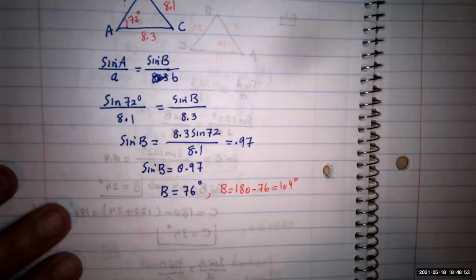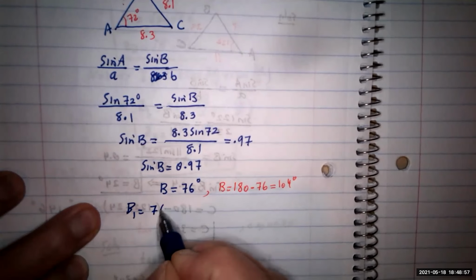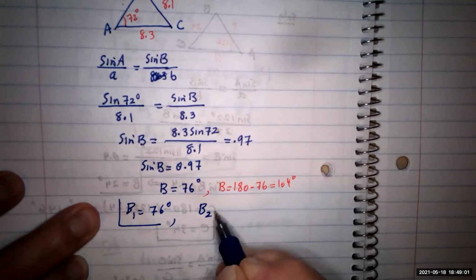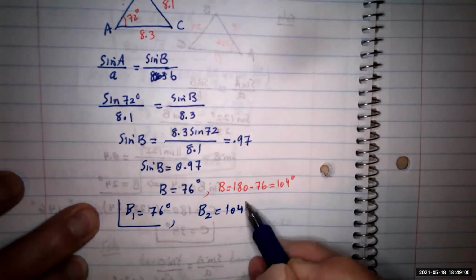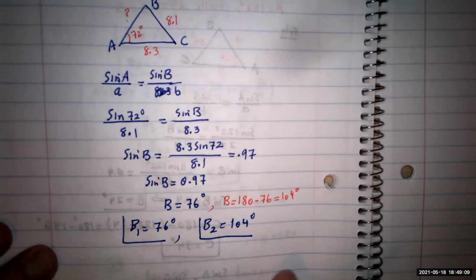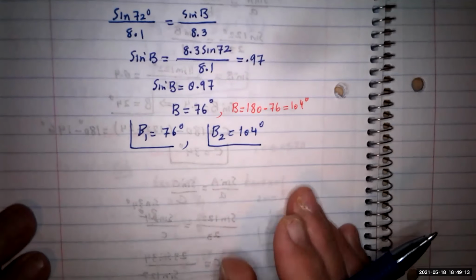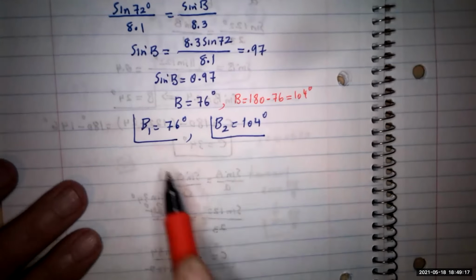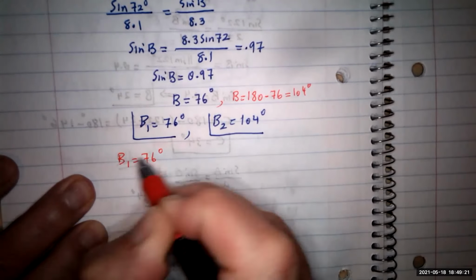So what we're going to do, we are going to call the first one B1. B1 is 76 degrees. So there is a B2 now. The B2 is going to be 104 degrees, because even when you add it to the A, there is a leftover. So you'll be fine to find the second one. So we are going to continue with one of them. We pick the B1 equal to the 76 degrees.